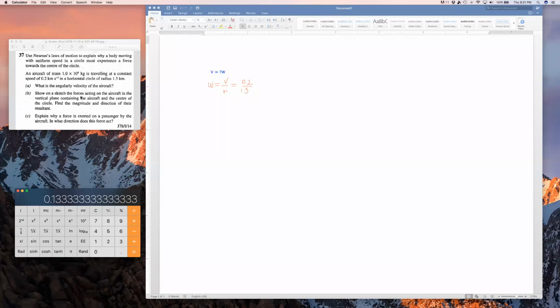Show on a sketch the forces acting on an aircraft in a vertical plane containing the aircraft and the center of the circle. All right, so we just did that, right? The last question, where we did the components of the vectors. Find the magnitude and direction of the resultant. The magnitude and direction of the resultant would be the centripetal force.